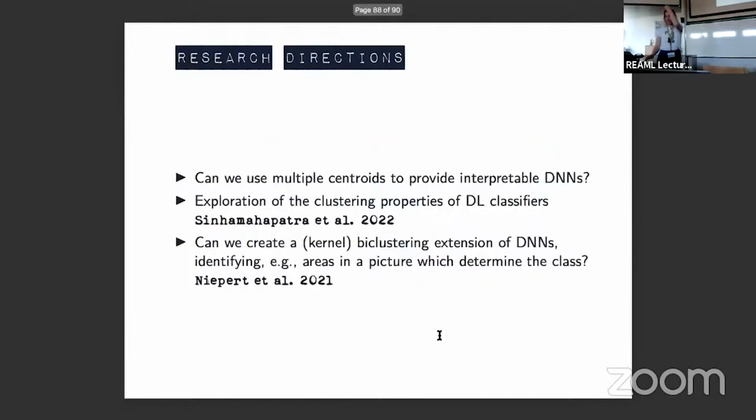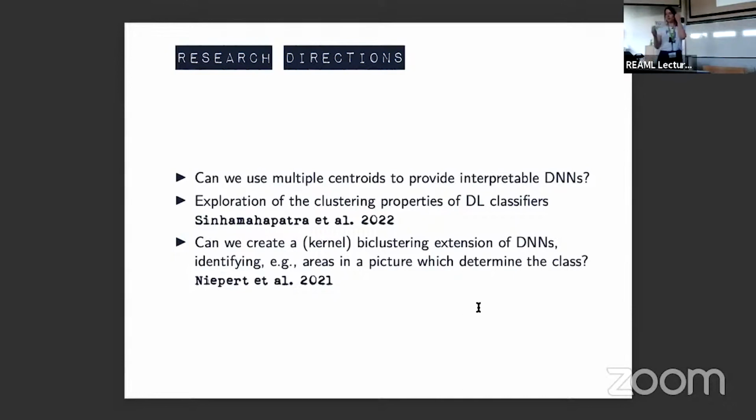So I conclude with the research direction. Can we use, for example, multiple centroids to provide interpretable deep neural networks? Maybe you need one centroid for the ones which are very straight, and one centroid for the ones which are like this, and one for the ones which are like this. In each case, you can say what the prototype of my centroid is, which again gives you an idea of what the network confidently assigns to a class.